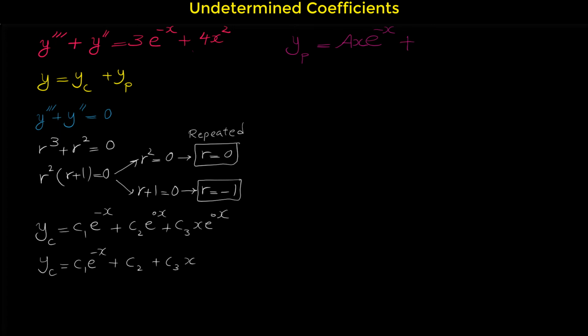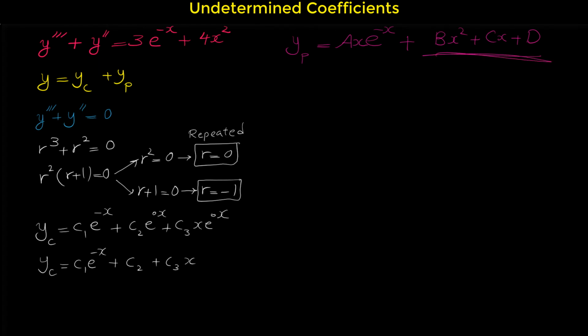Now we have to go for this part. 4x to the 2 is a polynomial of degree 2. And because we have a polynomial of degree 2, we guess the particular solution to be a quadratic form, a polynomial of degree 2. So something like, not a, b, because we use a here, so we cannot use a anymore. So say bx2 plus cx plus d is the general form of a polynomial of degree 2.